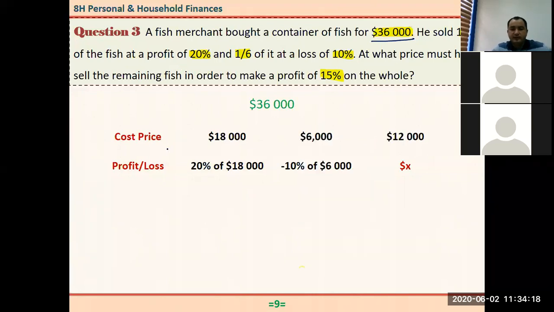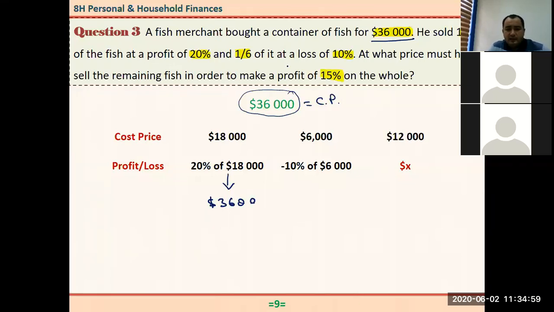Okay, that's the question. So that is the total cost price, right? And he sold half of the fish. Half cost $18,000, at a profit of 20%. So that is profit 20% of 18,000, right? So I can evaluate this. That is equal to 0.20 times 18,000 equals 3,600.